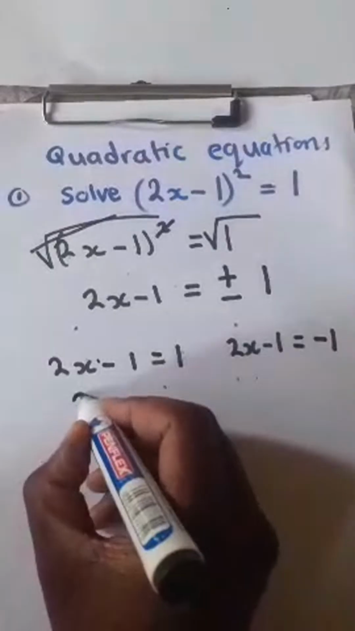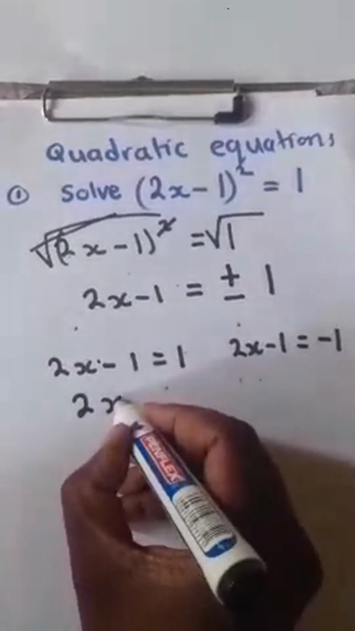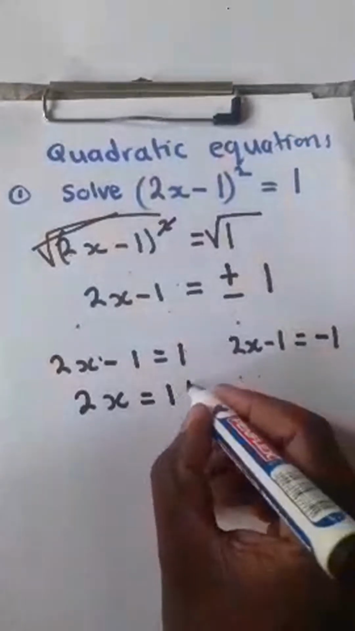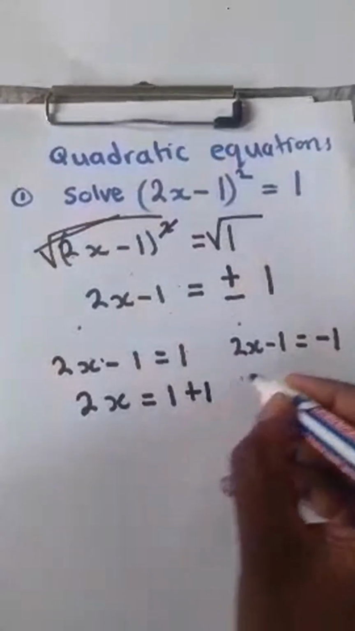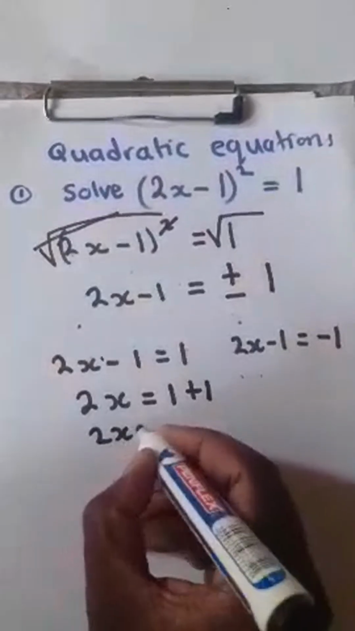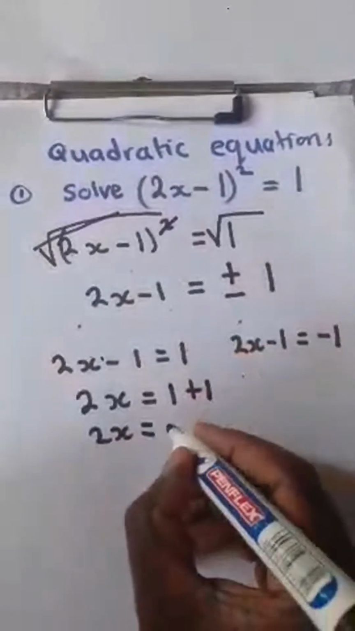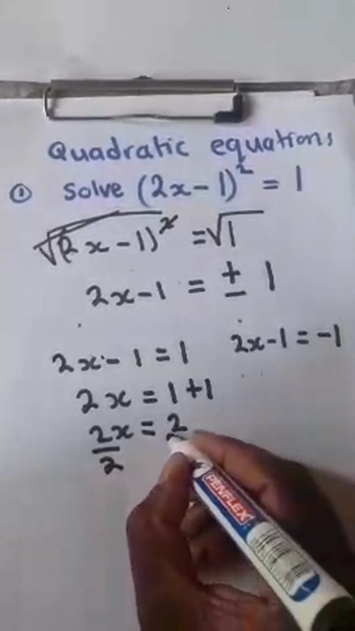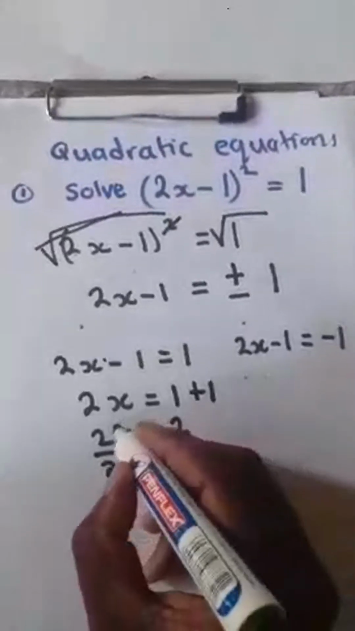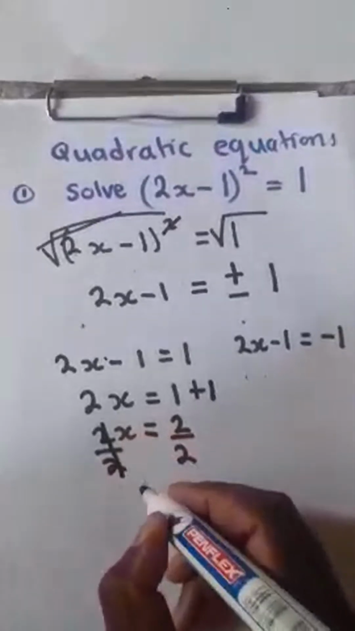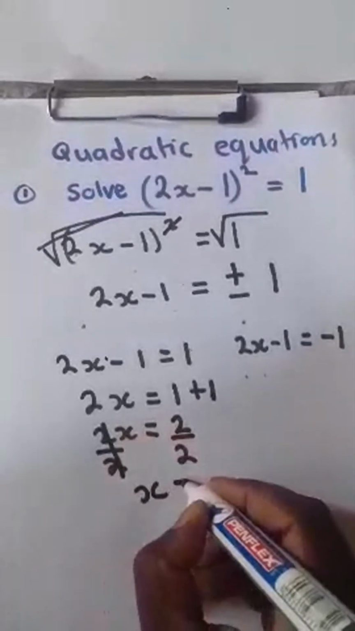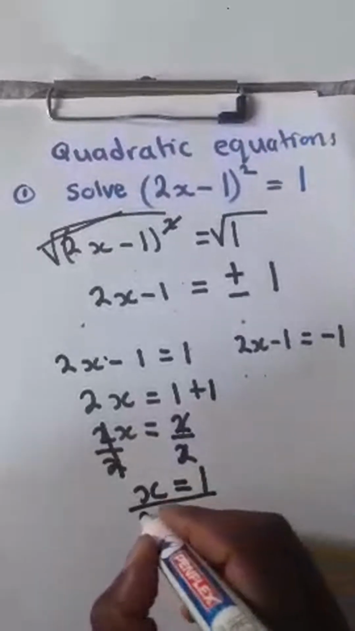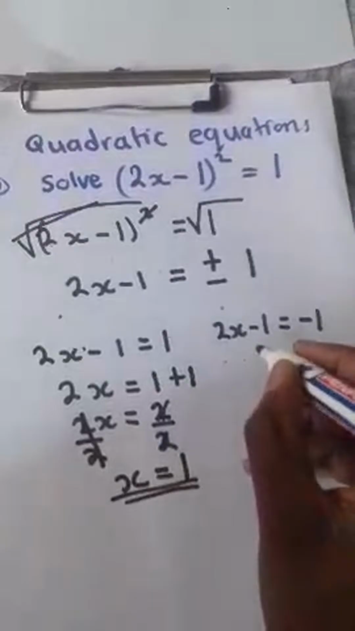Okay, so let's solve it. It's now 2x is equal to 1, then minus 1 to this side is positive 1. So it's now 2x is equal to 1 plus 1, we get 2. Then we divide by 2. We cancel, 2 into 2, that's 1. So our first value of x is equal to 1.